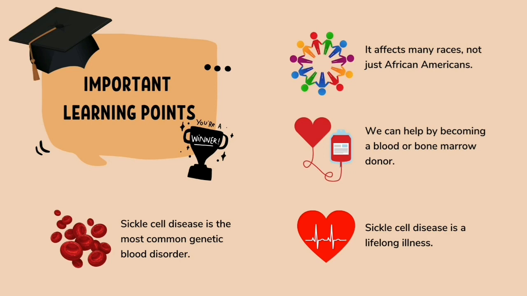Thirdly, we can help patients affected by this disease by becoming a blood or bone marrow donor. This is because patients with sickle cell disease occasionally need blood transfusions, and the only proven cure for sickle cell disease is bone marrow transplant. Last but not least, the important learning outcome that we can obtain from researching this disease is that sickle cell disease is a lifelong illness, but there are many effective treatments that can reduce symptoms and prolong the life of patients affected by this disease.